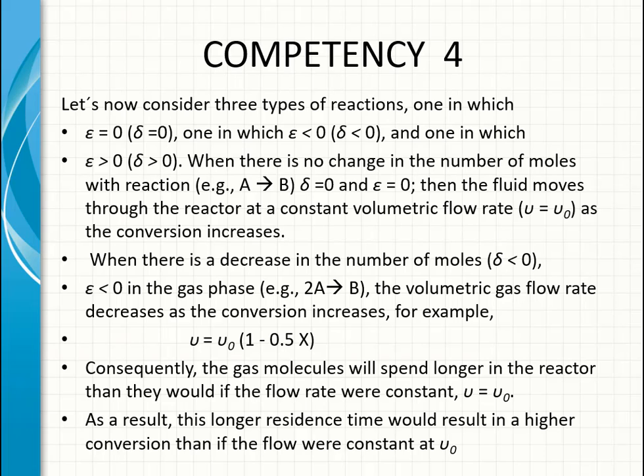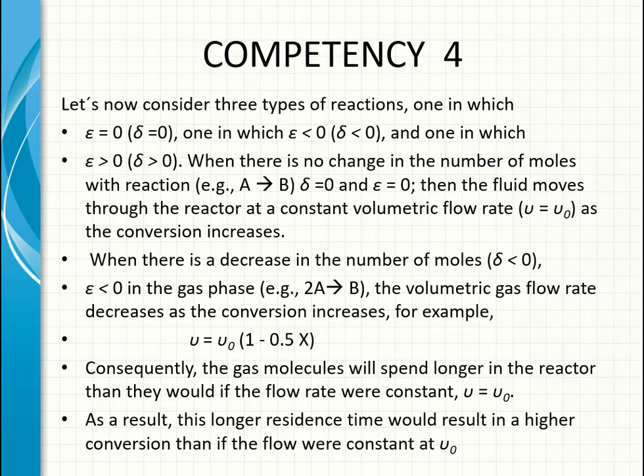But when there is a decrease in the number of moles, delta is less than 0, epsilon is less than 0, in this gas phase, that means that 2A goes to B, there is a compression. The volumetric gas flow rate decreases as the conversion increases. For example, v equals v0 times 1 minus 0.5X. Consequently, the gas molecules will spend longer in the reactor than they would if the flow rate were constant, v equals v0, and as a result, this longer residence time will result in a higher conversion than if the flow were constant at v0.